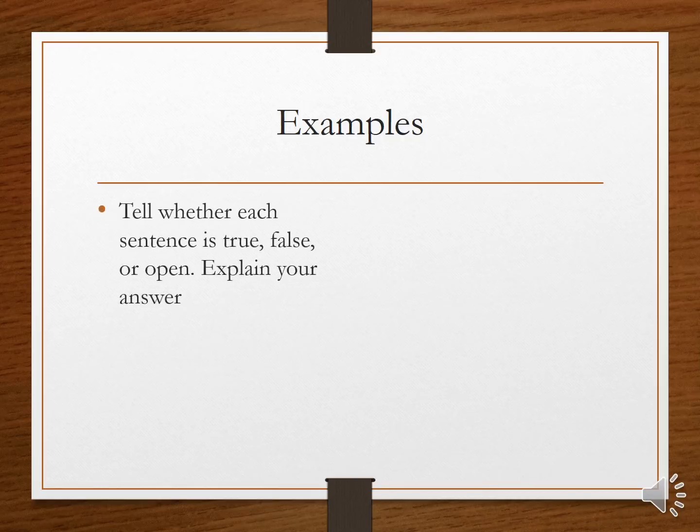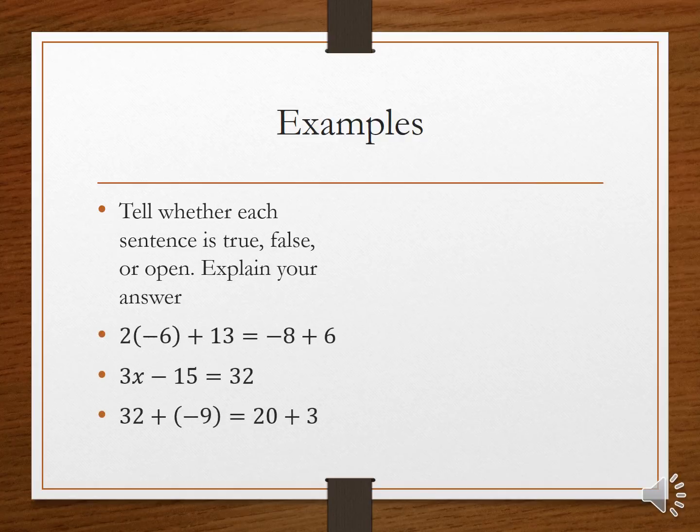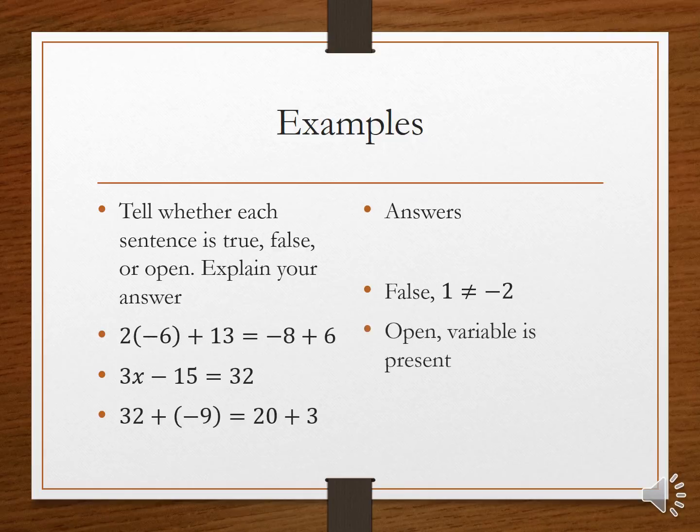Here are some examples. Tell whether each sentence is true, false, or open, and explain your answer. You should pause the video at this point to give yourself a chance to do the examples. Here are your answers. The first one is false because 1 on the left side is not equal to -2 on the right side. The second one is open because it contains a variable. The third one is true because 23 on the left side is equal to 23 on the right side.